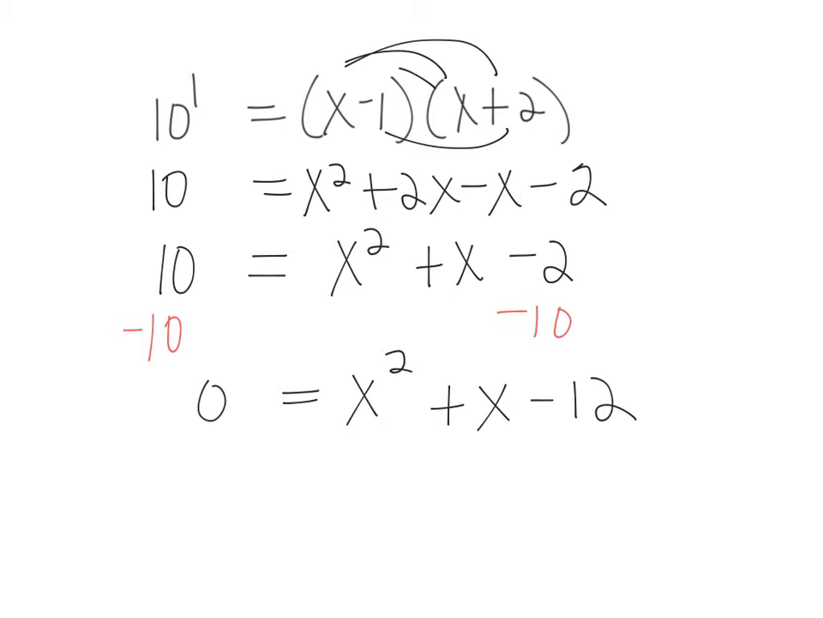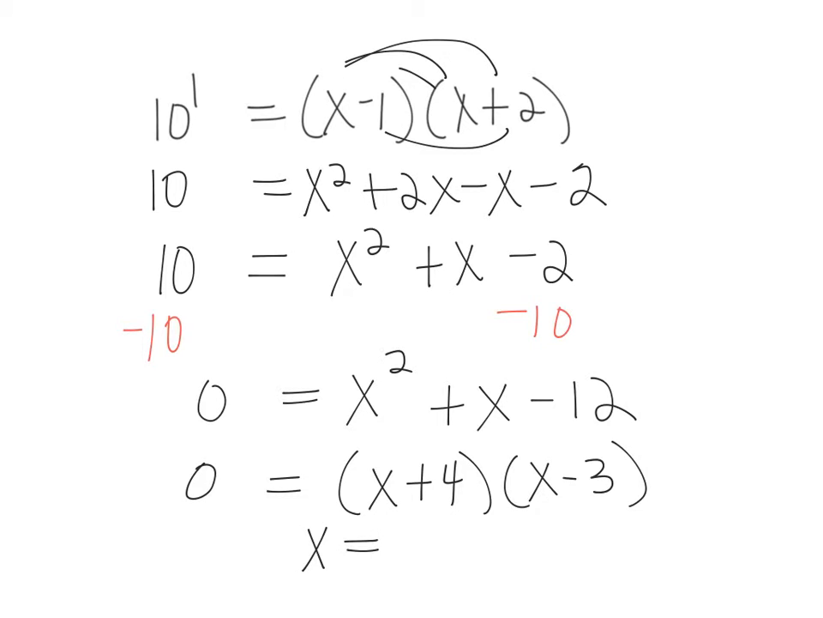So we need two numbers that multiply to negative 12, but when we add them, we get positive 1. So that's going to be a 4 and a negative 3. So our two solutions are x equals negative 4 and x equals positive 3. Let's check to see if any of those are extra.